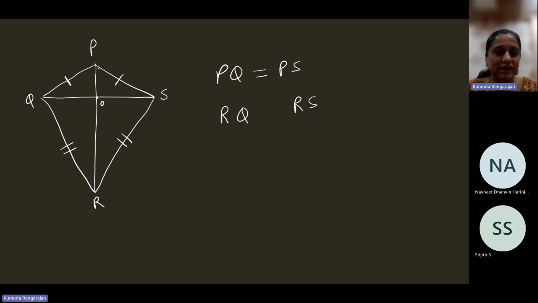Now see here, PQ, PS. P is common, no? That's why they are adjacent sides. P is the common vertex. Similarly, RQ, RS. The vertex R is common. So they're adjacent sides, not opposite sides, because they have a common vertex. And in a kite, two pairs of adjacent sides are equal. PQ and PS are equal, and RQ and RS are equal. Is this understood?